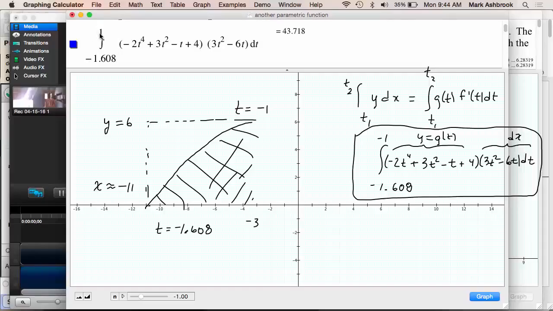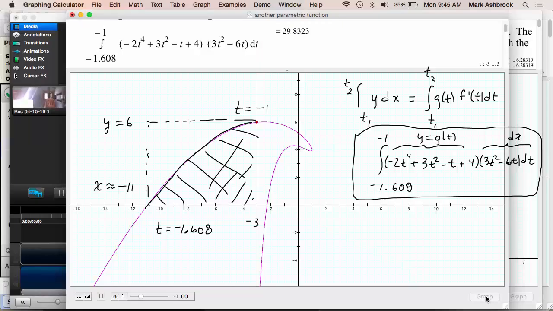Okay, here's the moment of truth. 29.8. Who said 29 or 30? If you said 30, that was a good guess. 29.8. Questions on basic area?